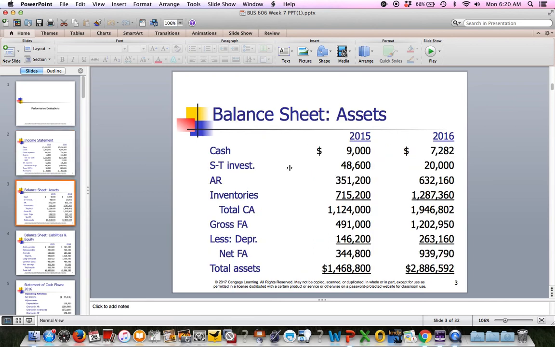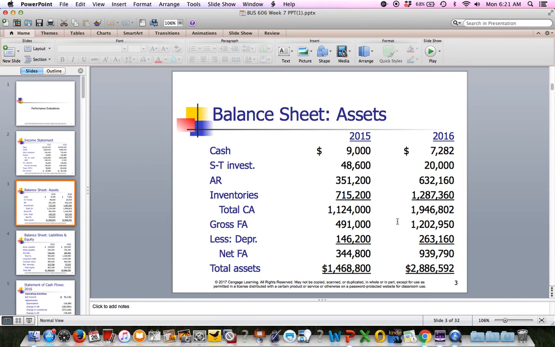So total assets are right here. You can see that cash goes down a bit, short terms goes down, accounts receivable goes up a lot, as does inventory, which isn't unusual when you have a lot of sales. The question is, should they go up in proportion to the sales? But AR, which is accounts receivable, and inventory both go up a lot. And right here, gross FA stands for fixed assets. That more than doubled, which is not surprising based on the depreciation number going up.